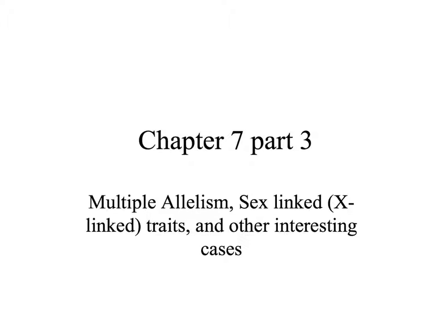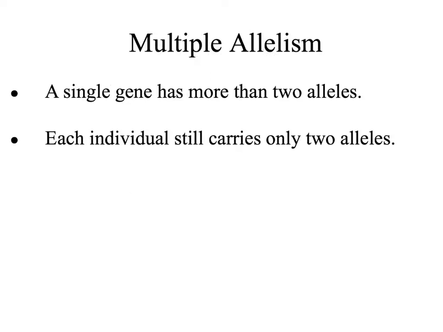In this lesson, we will be covering chapters 7.10 through 7.15: multiple allelism, sex-linked or X-linked traits, and other interesting cases. Some genes have more than two alleles. This is called multiple allelism. A single gene having more than two alleles will also give us more combinations in both the genotype and phenotype.